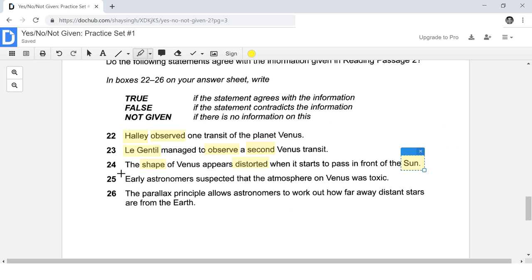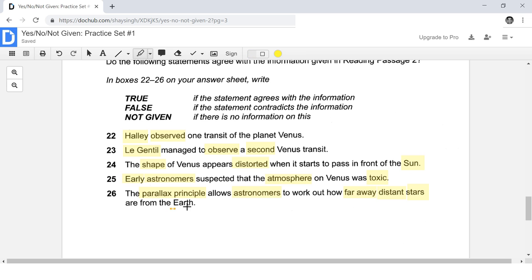Now for number 25, astronomers is a keyword. Early is also kind of a keyword, but I would rather look for astronomers first. Something about suspected, something about atmosphere, and toxic. Toxic is the main thing that we're going to be looking for number 25. And then finally, for number 26, parallax principle. That's going to be an easy keyword. Again, astronomers, far away, distant star. So something about distance and something about a rather far distance, a long distance. And then stars as well. Stars is a keyword. And distance from where?